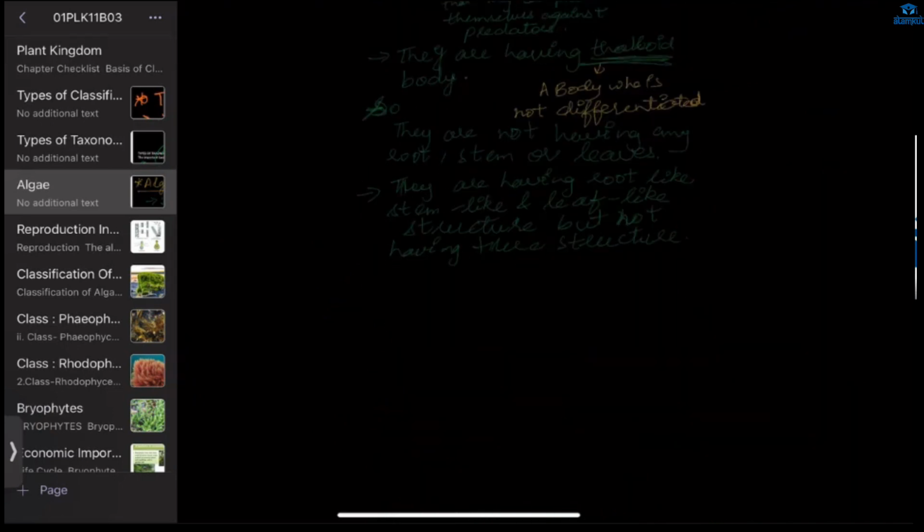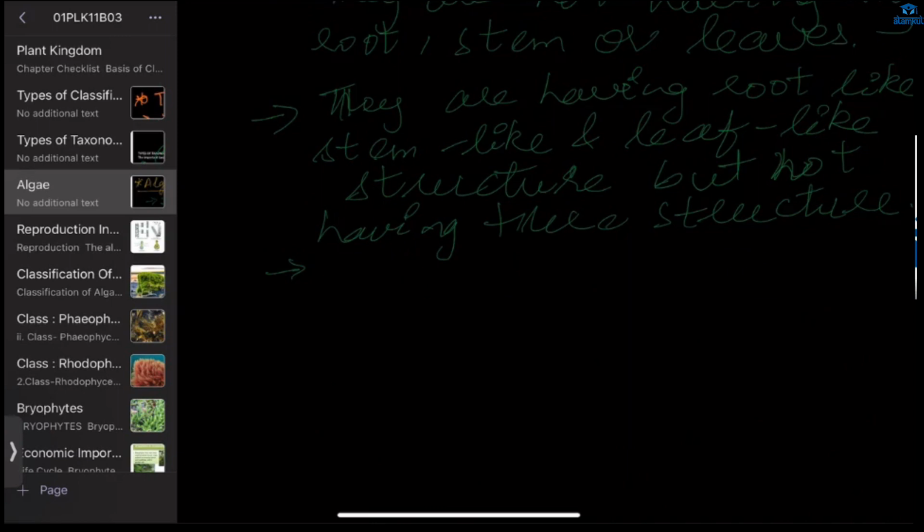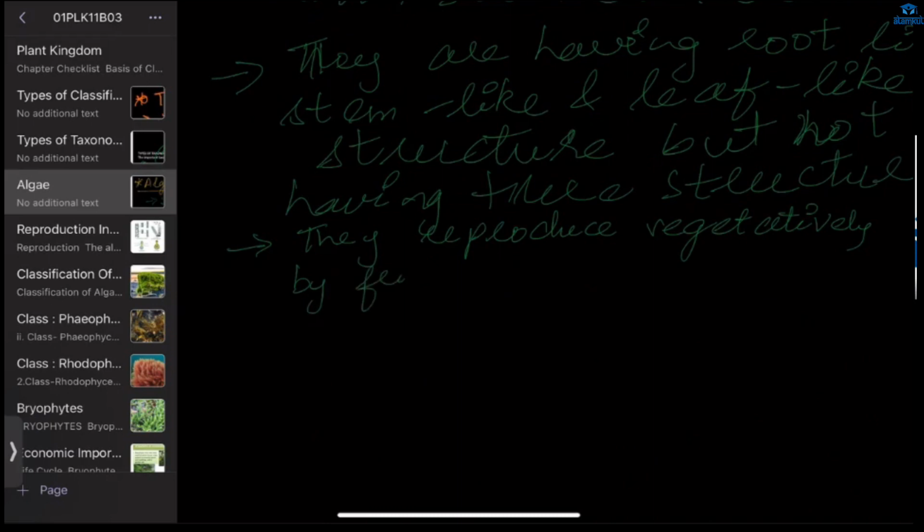And coming to their reproduction process. So they are reproducing by fragmentation also. They reproduce vegetatively by fragmentation. Then which two reproduction types are left?